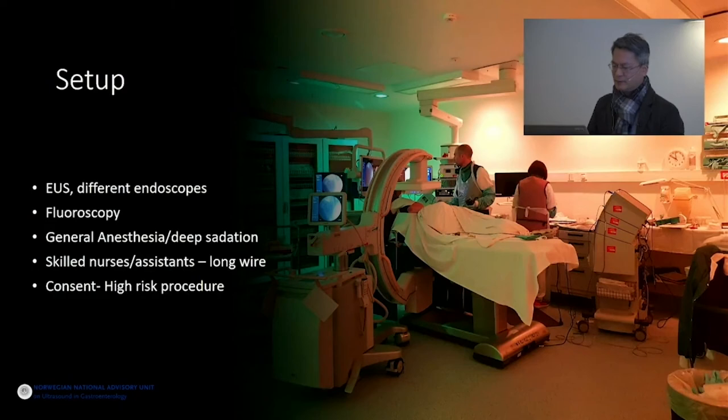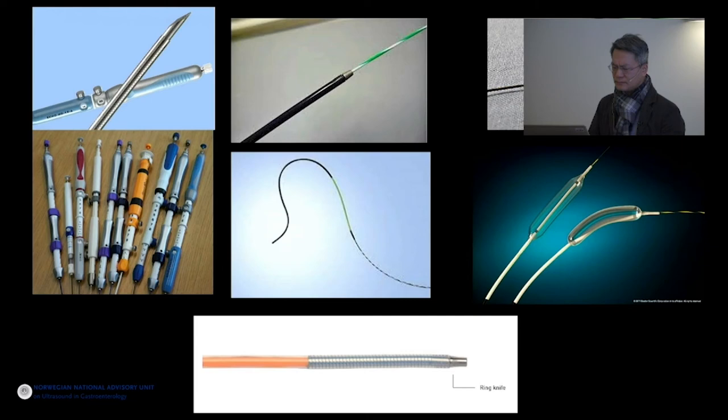Assistance is needed, because you often need to use long wire solutions, and you always need a consent because it's a high risk procedure. And there's a bunch of tools you also know pretty well. The needle, it's a personal preference what kind of needle you use, but usually a 19 gauge needle so that you can puncture into the bile ducts and inject contrast.